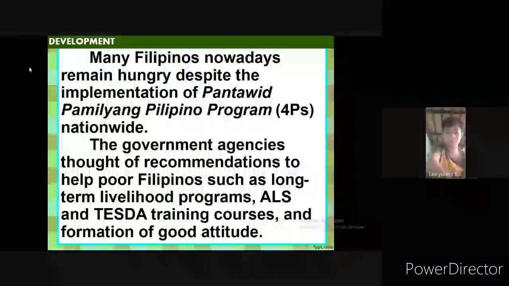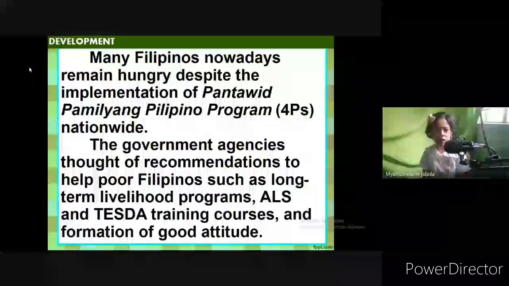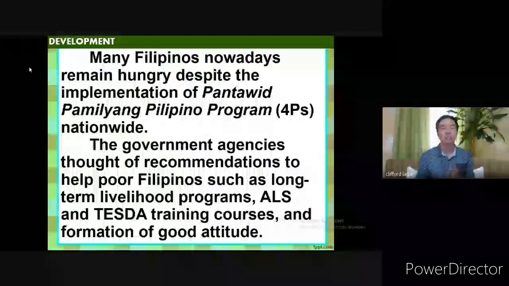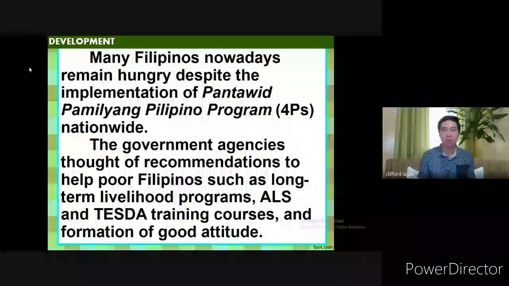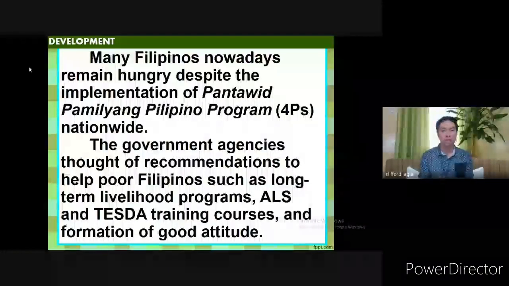Yes, Maya, go ahead. Filipinos nowadays remain hungry, sir. Correct. So there is a problem presented in the text and solutions are also given. How many solutions are given in this text in order to solve the problem about Filipinos remaining hungry despite the implementation of Pantawid Pamilyang Pilipino Program or 4Ps?